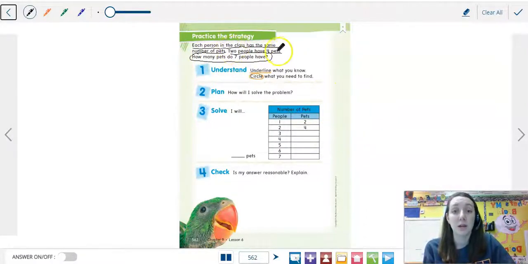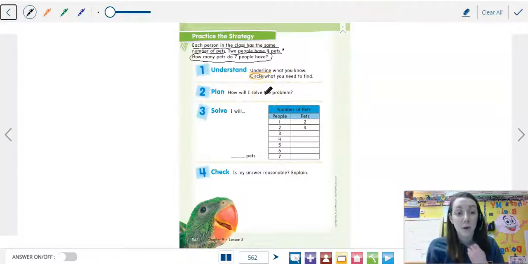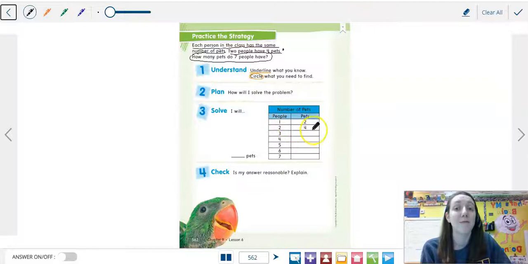What's tricky is that it says 2 people have 4 pets. That means, as you can already see in our table, since our plan is to make a table, one person has 2, 2 people have 4. So what are we counting by? How many does each person have? 2, right? This is pretty easy. You can skip count by 2s pretty well.